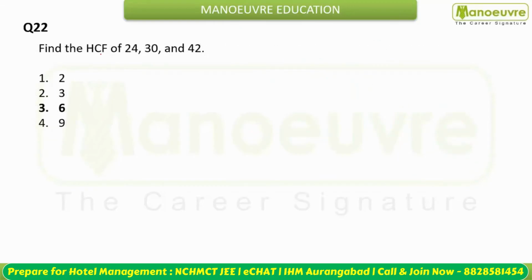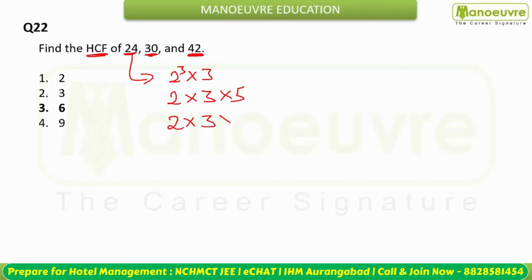Now next question, again you have to find the highest common factor HCF of the terms 24, 30 and 42. So again we gonna write them in the prime factorization and find out the least powers of the values. Okay, 24 can be written as what? This can be written as 2 cube into 3. 30 can be written as what? This can be written as 2 into 3 into 5. Simple. 42 can be written as what? This can be again written as 2 into 3 into 7.